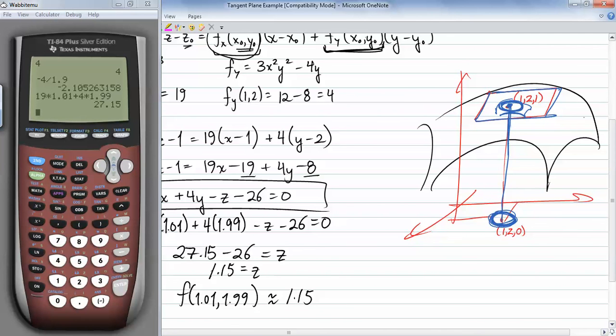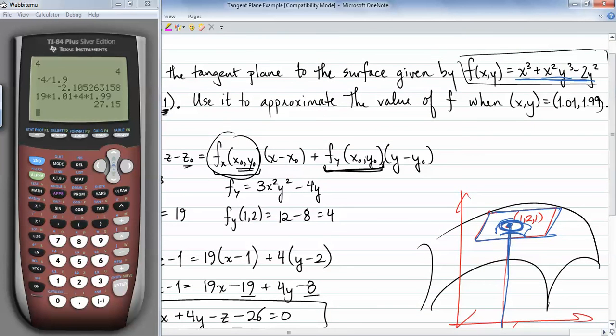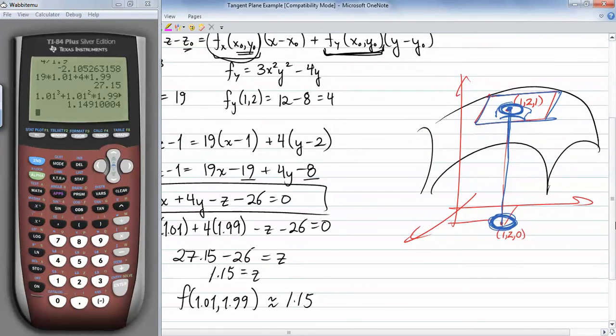Okay, let's actually just see what it is really. So if I do 1.01 to the third plus 1.01 squared times 1.99 to the third minus 2 times 1.99 squared. Let's see what we get. It's pretty close to 1.15. Not bad for totally making up this example on the fly.